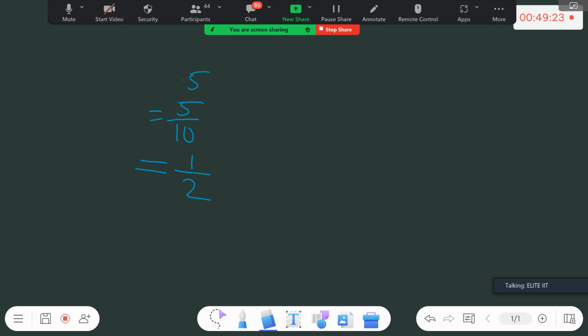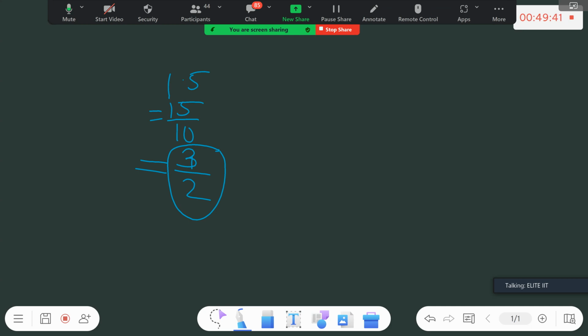1.5 can be written as 15 by 10, which is 3 by 2. P by Q form. Okay. So these are your rational and irrational numbers.